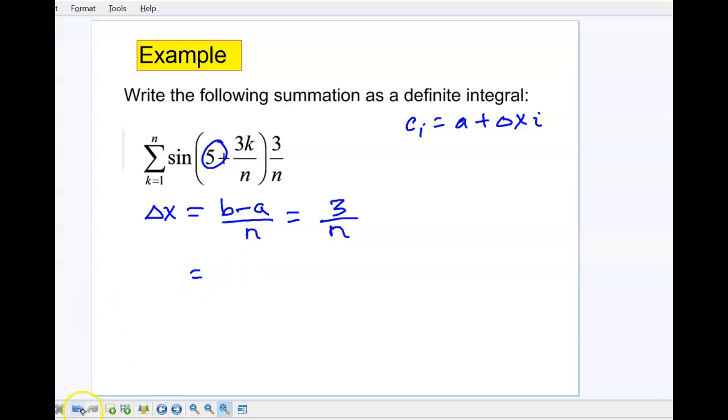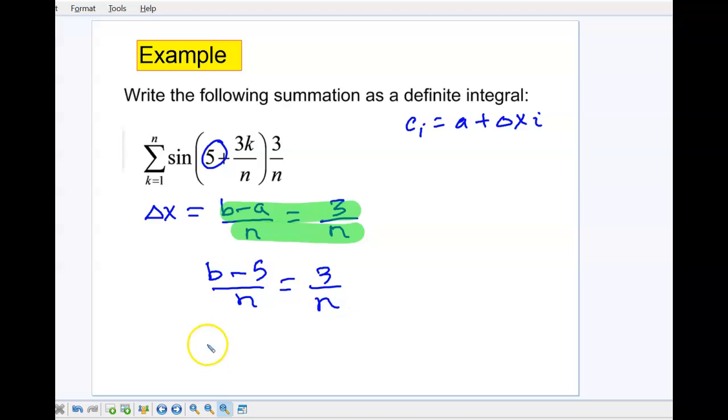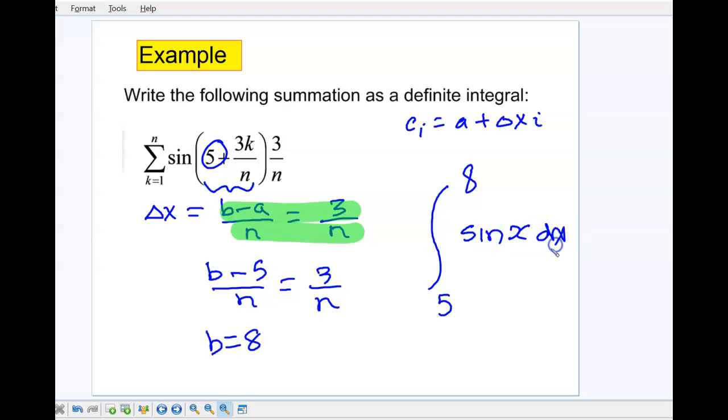So I know first of all that these two things have to be equal, so b minus 5 over n has to equal 3 over n. So the value of b would have to be 8. And therefore, my integral is going from 5 to 8. And this is c subscript i here, which is x in my function. So it's the integral from 5 to 8 of sine x dx.